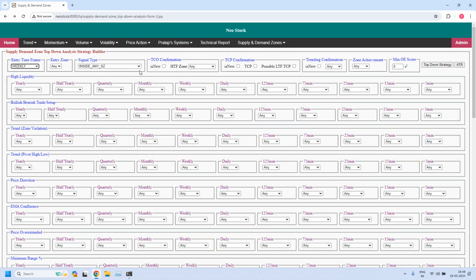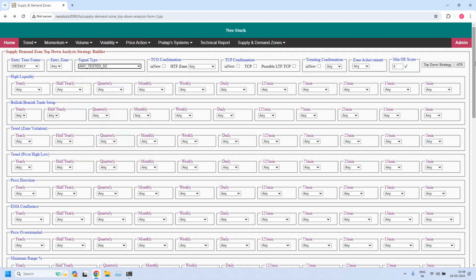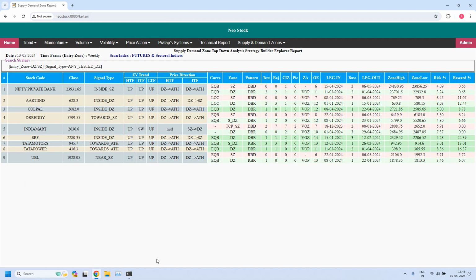For weekly time frame, let us find the weekly zones tested during this week. So these 9 stocks are tested during this week. I mean the demand zones in these stocks.